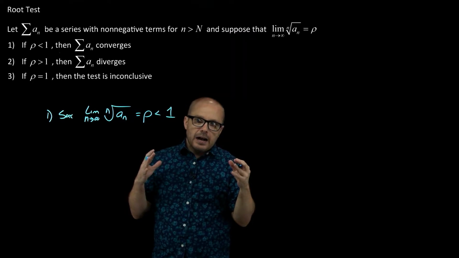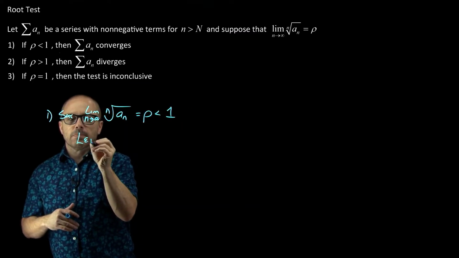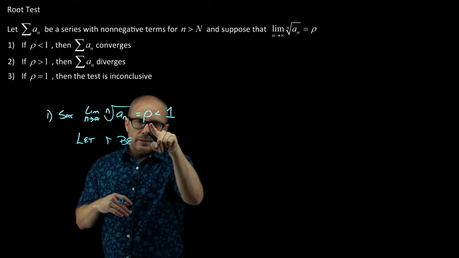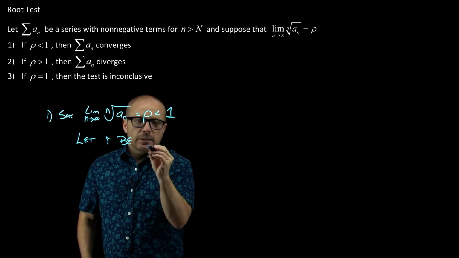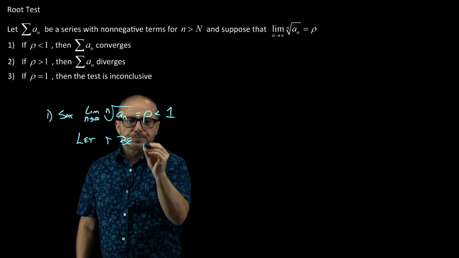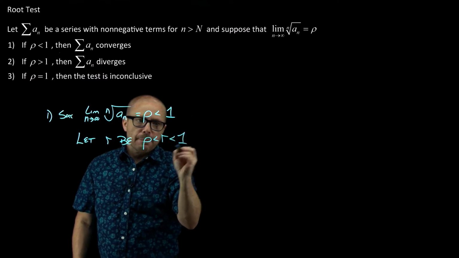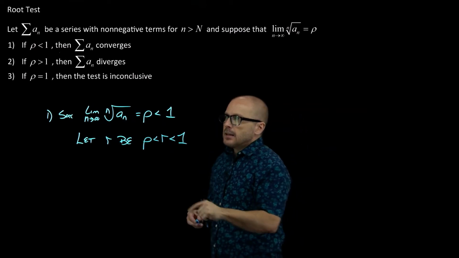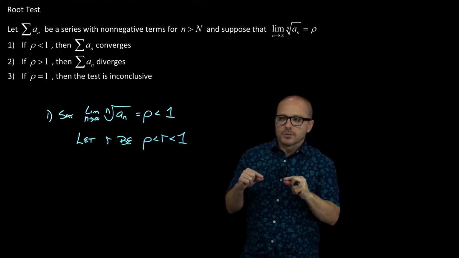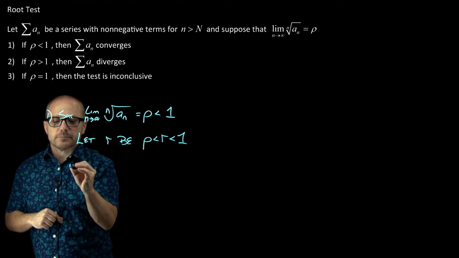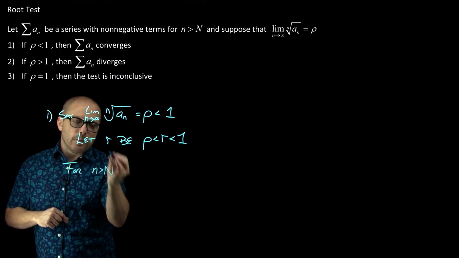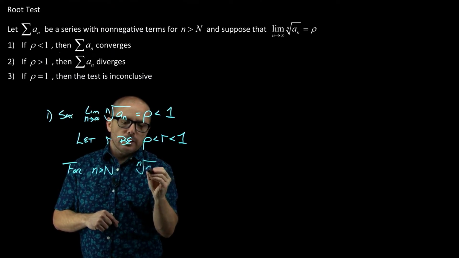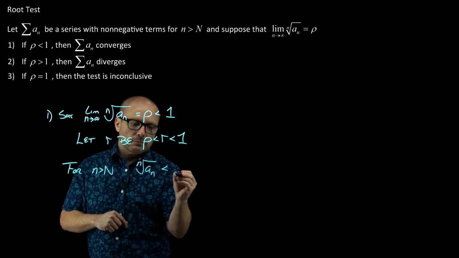Again, I can find an r because of the continuity of the real numbers, there are always numbers in between unequal numbers. So let's make r be bigger than rho, but still less than 1. And so if that limit's headed to rho, just like my argument on the ratio test, it eventually has to be less than r, because it's getting closer and closer to rho. Rho is less than r. So at some point, for all n bigger than big N, the nth root of my terms is less than r.